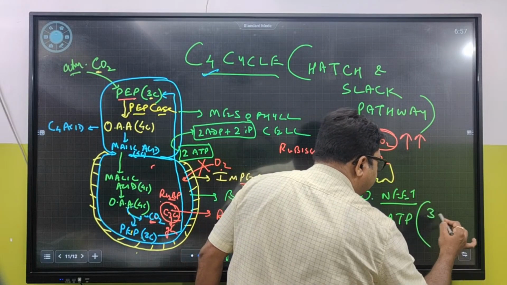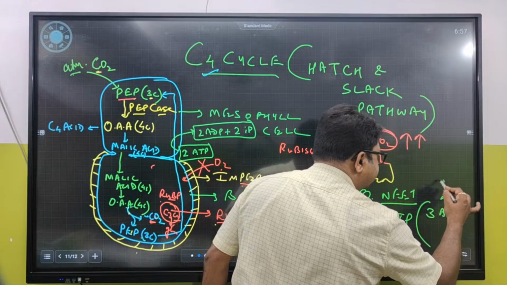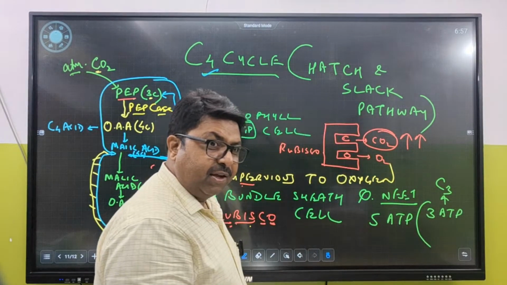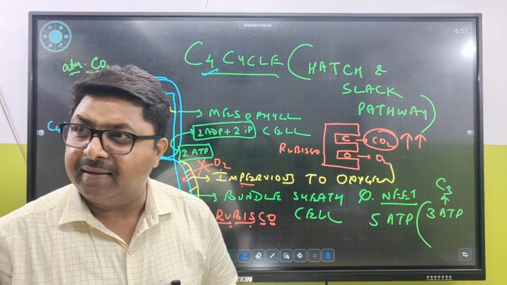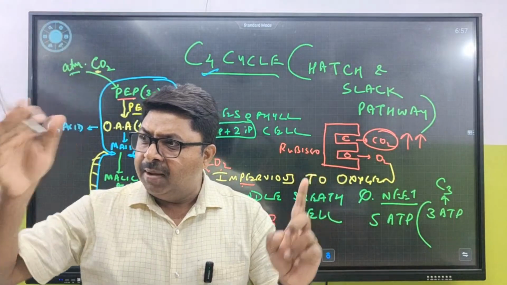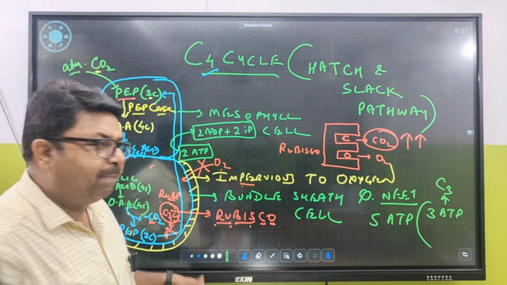What is the breakdown? 3 ATP in C3 mesophyll. Fine? The Calvin cycle took place in the mesophyll. But over here, these 3 ATP are formed in the bundle sheath cells.